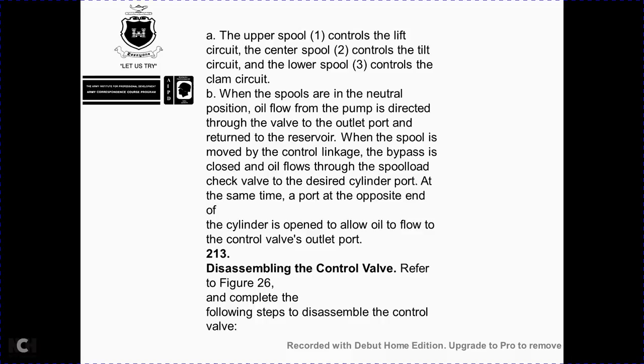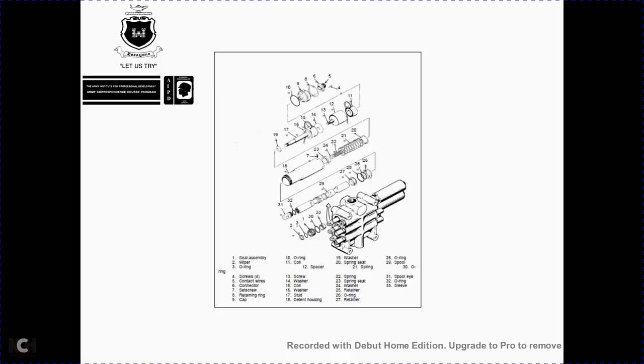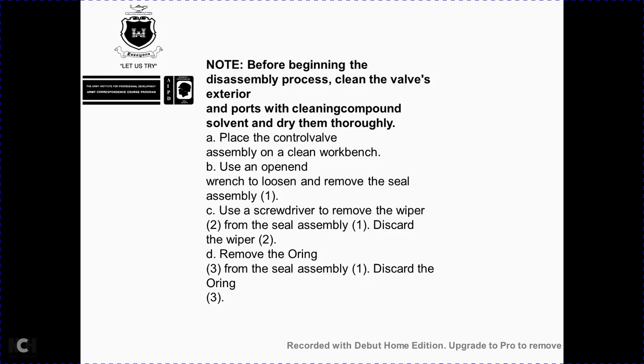Disassembling the control valve, refer to figure 2-6, and complete the following steps. Note: before beginning the disassembly, clean the valve exterior and ports. Clean the workbench, then use an open wrench to loosen and remove assembly 1. With a screwdriver, remove the wiper 2 from assembly 1. Then remove the O-ring 3 from assembly 1.